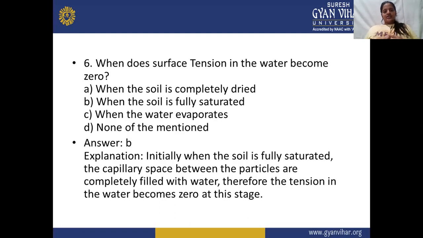Next question, when does surface tension in the water become zero? First option is when soil is completely dried, when the soil is completely saturated, when water evaporates, none of the mentioned. The answer is B, that is when the soil is fully saturated. When the soil is fully saturated, the capillary spaces between the particles are completely filled with water. Therefore, the tension in the water becomes zero at this stage.